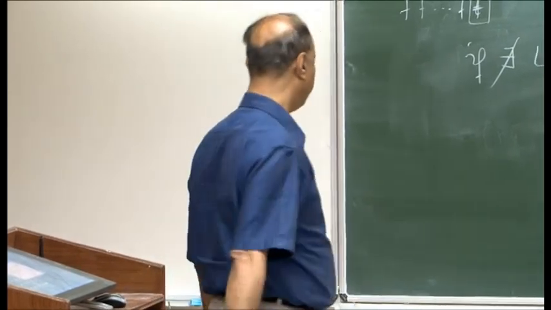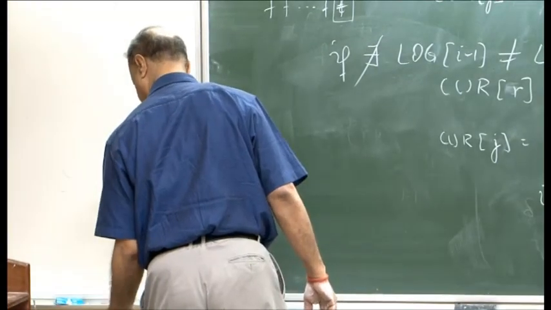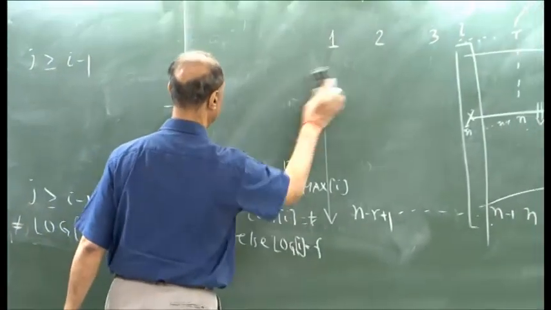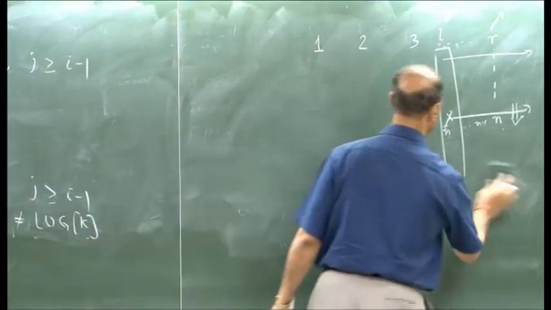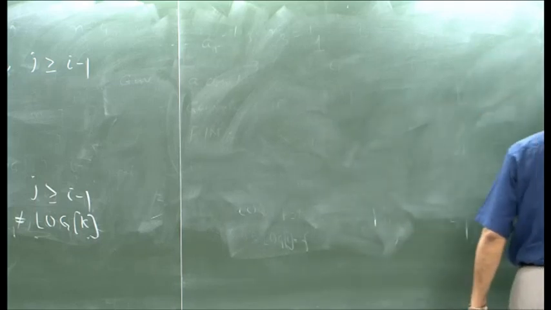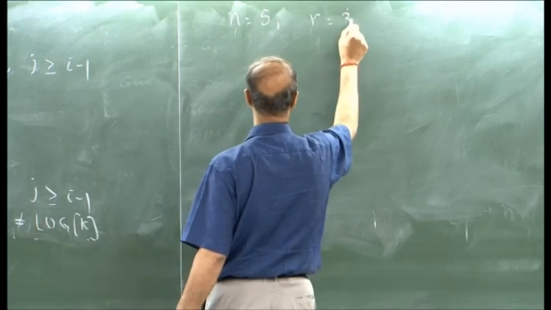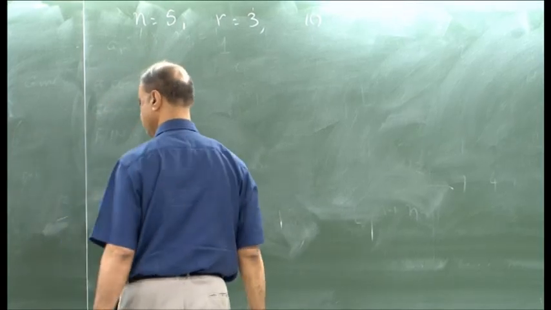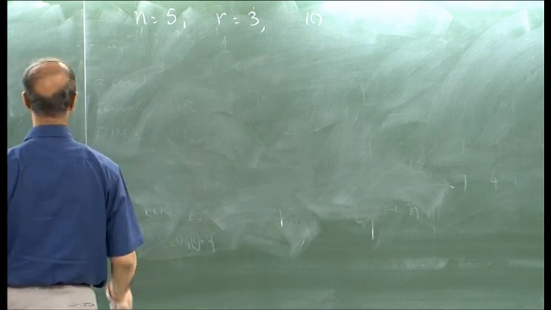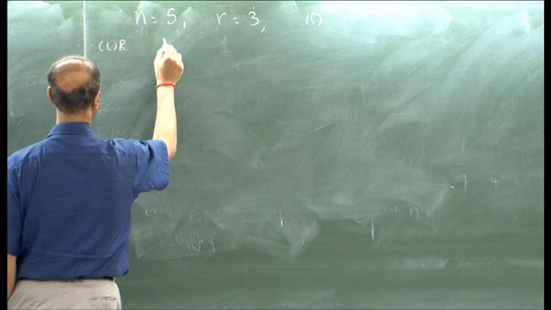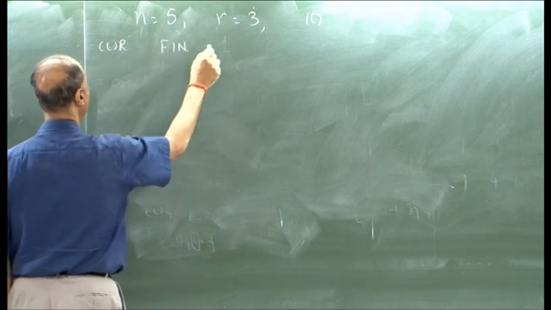Is it okay? I think this is very simple, but for completeness' sake, let us consider one example. Suppose I have n equals 5 and r equals 3. We have 10 such combinations. Now, let us assume that I have current, I have final, I have logical.